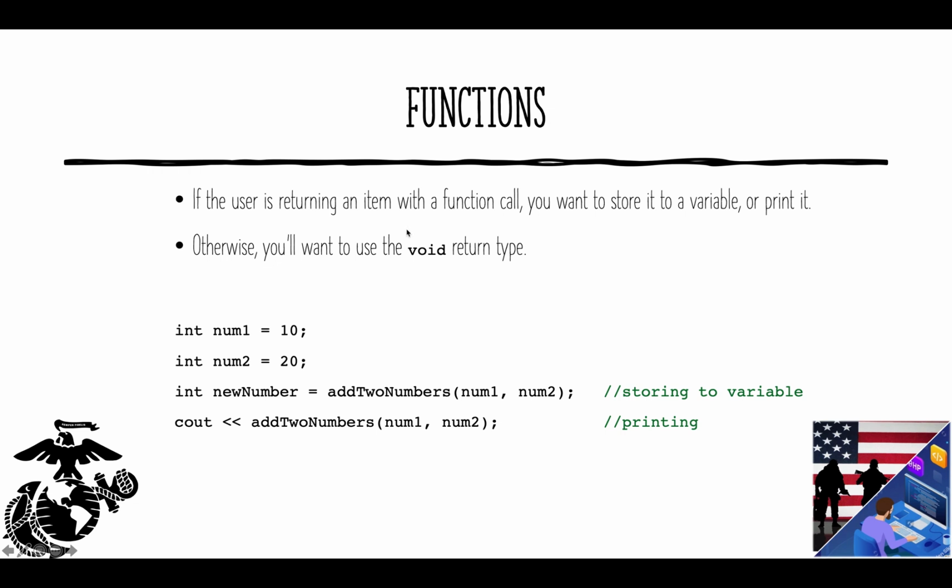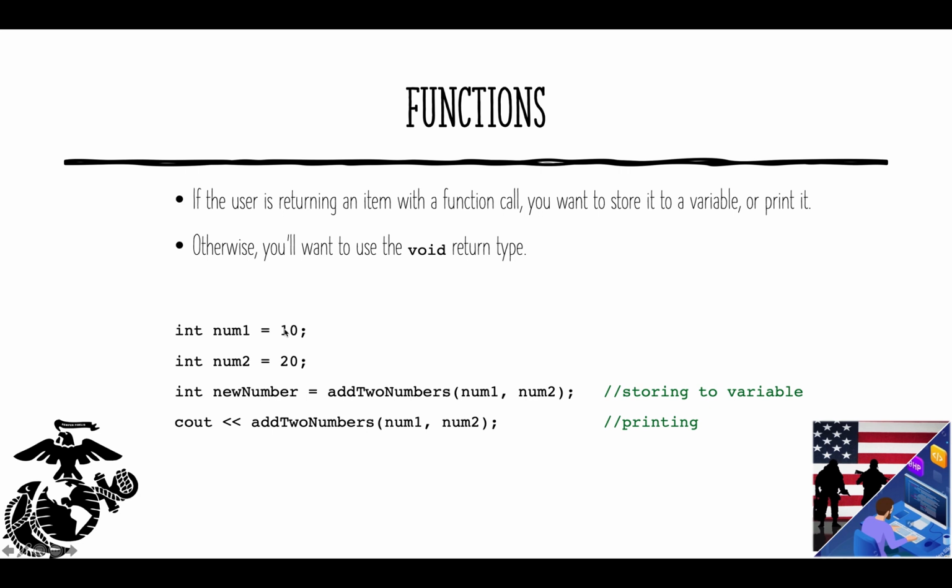If the user is returning an item with a function call, you want to save it as a variable or print it. Otherwise, you are wasting it. Now, what that would mean is this here, this add two numbers, has a return type of integer. So if I were to just make the function call and I'm not saving it to a variable or I'm not printing it out, then you're kind of wasting your use of a return type. So if you're not storing it to a variable or printing it, then you'll want to use the void return type.